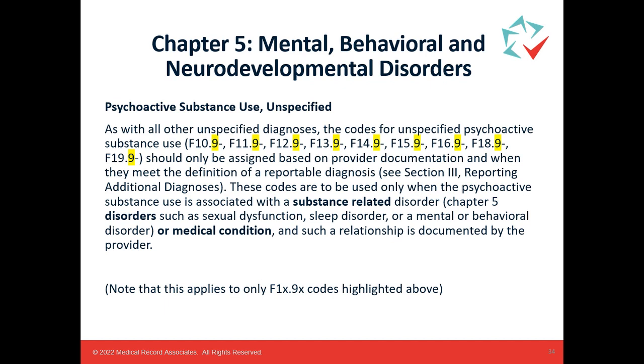This is very important and often forgotten by coders who just look at the documentation, but refer to the hierarchy, who sometimes just refer to the hierarchy and then just code to the alcohol or drug use. So use codes should only be assigned, of course, based on provider documentation when it meets the definition of a reportable diagnosis. And then this is the most important instruction that is often overlooked, and it is in this coding guideline here: only when the psychoactive substance use is associated with a physical, mental, or behavioral disorder, and such a relationship is documented by the provider. So the key here is that the use has to be associated with a physical, mental, or behavioral disorder, and that relationship must be documented by the provider. It cannot be assumed. So again, make sure that you understand this particular guideline, anything that's regarding psychoactive substance use.